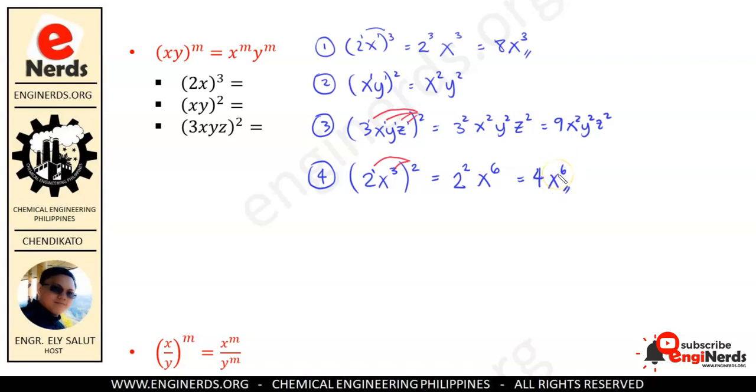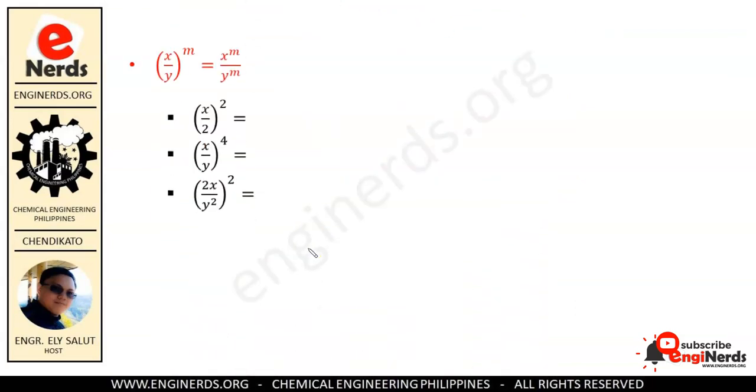That is our answer. And then, let's go to another property here. What is inside our parenthesis is a fraction, so we have x over y, then raised to the exponent m. So, likewise, each variable has an exponent of 1. We just multiply the exponent outside by the exponents inside. That is why we have here x to the m over y to the m, no? So, we just multiplied it by their exponents.